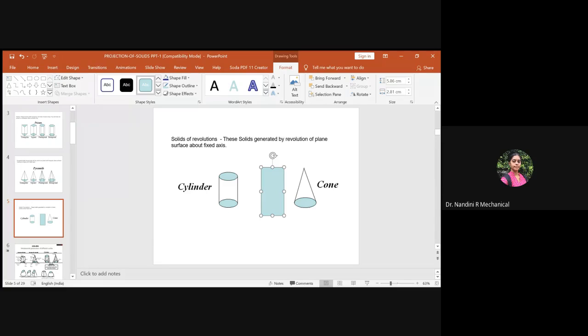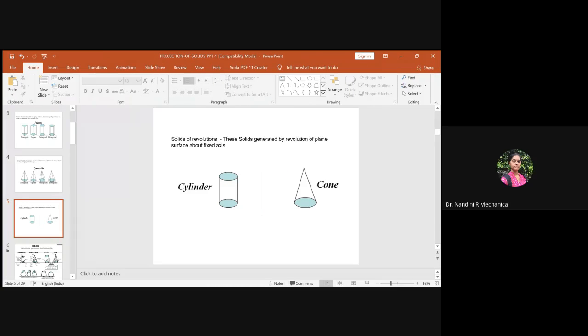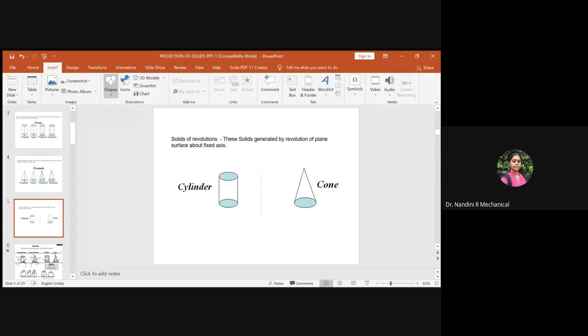Hence, since it is revolved around 360 degrees, it is called a solid of revolution. The same concept applies for our cone. What happens here? Here also you will have a common axis. So this is our axis. At the common axis, what you will do is trace out a triangular lamina 360 degrees. So how do you do that?